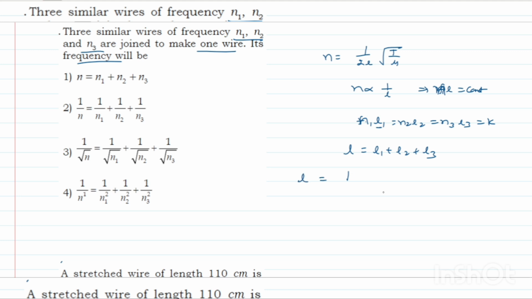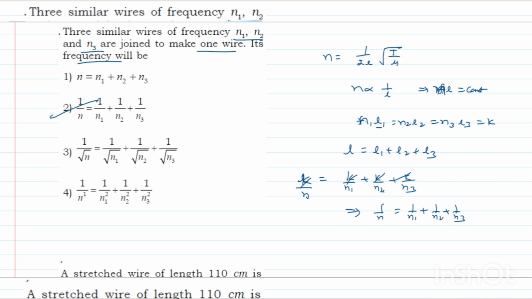L equals K by N1 plus K by N2 plus K by N3. So here L equals K by N. K you have to eliminate on both sides. So it's 1 by N, which will be equal to 1 by N1 plus 1 by N2 plus 1 by N3. So this is the correct answer.